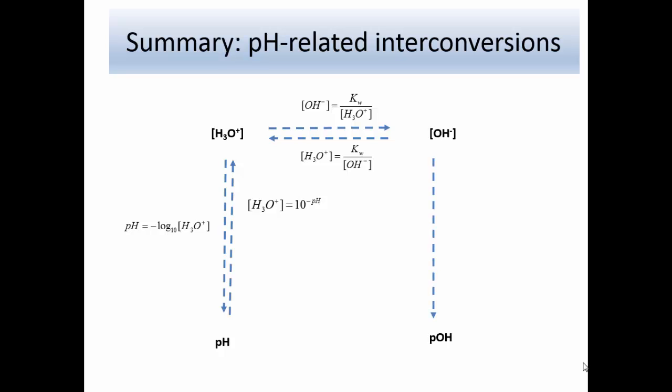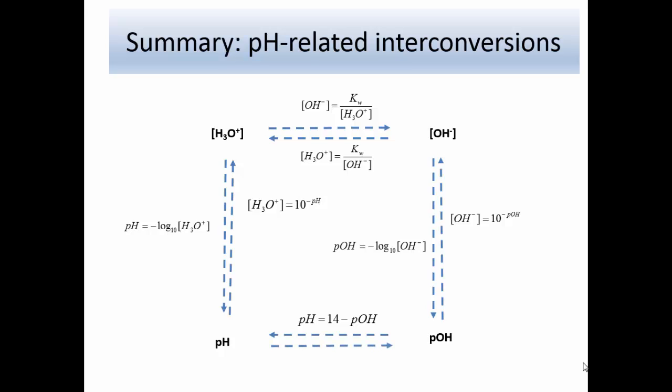If you know hydroxide, then you can calculate pOH by that equation. And if you knew pH, then you can calculate hydroxide ion concentration. If you know pOH, you can calculate pH, of course. They have to add up to 14, so the pH is just 14 minus the pOH. And similarly, if you knew the pH, but you wanted to calculate the pOH, then of course that's just 14 minus the pH. So that's everything we've talked about in this video.